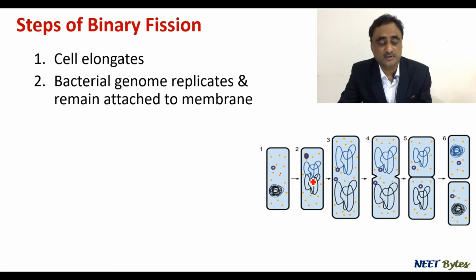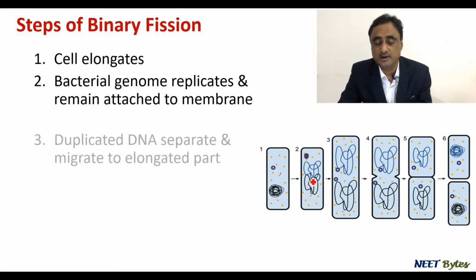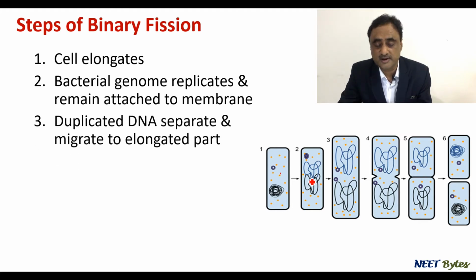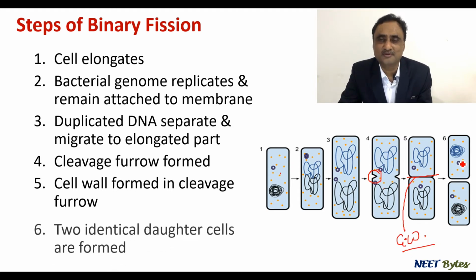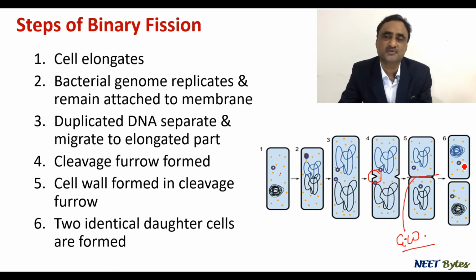Now the duplicated DNA separates and migrates to the elongated part, as you can see over there, okay? This is followed by the appearance of the furrow, right? The cleavage furrow is formed, and once the cleavage furrow is formed, there is a formation of a cell wall over there. So that is actually your cell wall, okay? And finally, these two cells are formed. This is how binary fission happens, right? As I told you, it is the simplest, and most of the time it occurs during favorable conditions, okay?